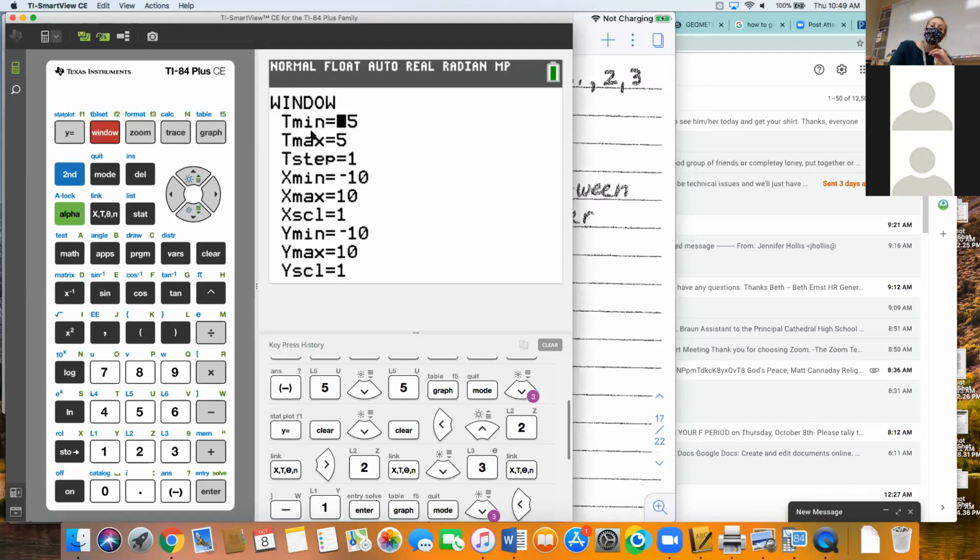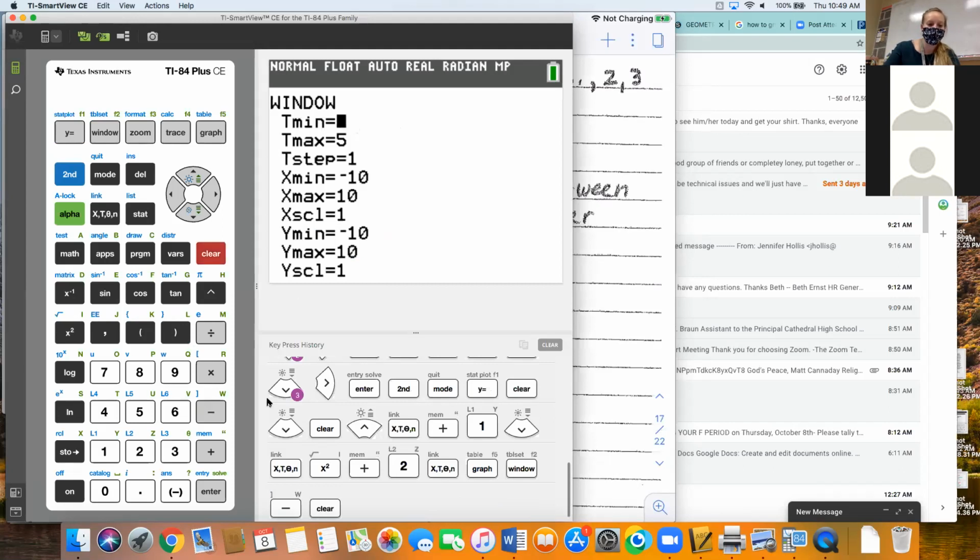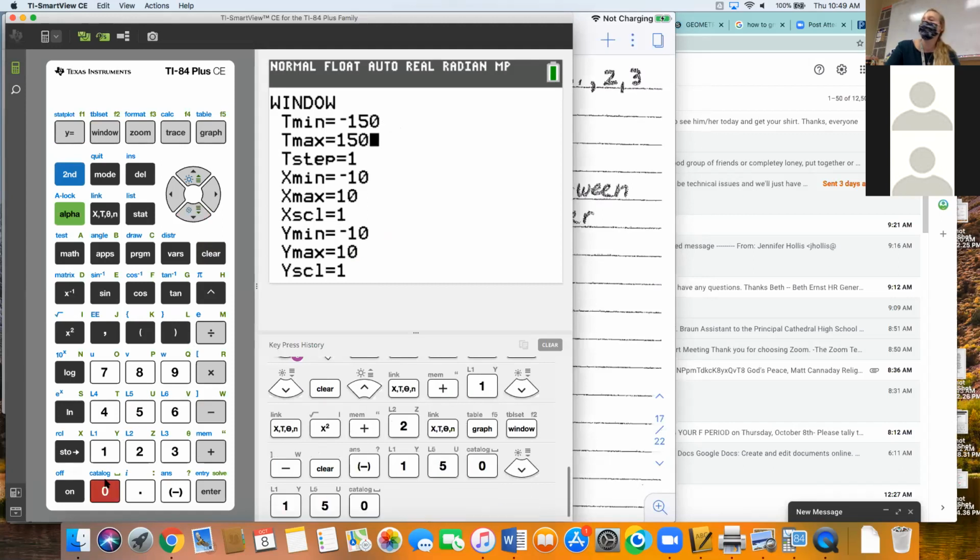If you want to make sure you don't have to fix it again, I'd probably go to like -10 or like -100 and make sure that you never have to fix it again. Mine from last year, for some reason, had been set at negative 150 and positive 150. I must have done a problem where we needed a really high T, so there's no problem.